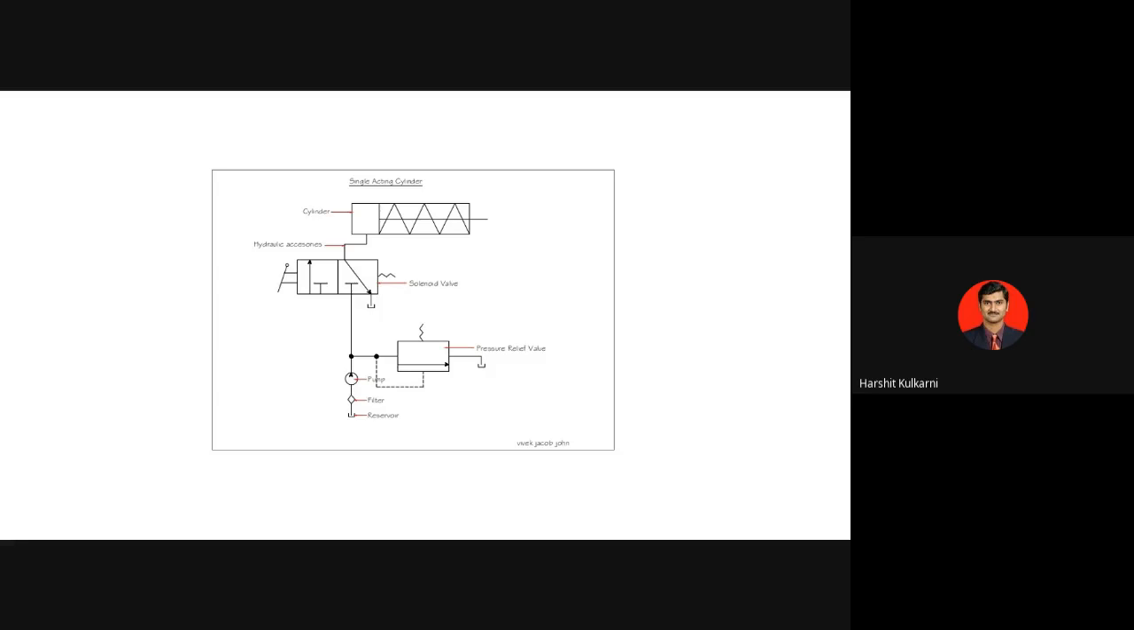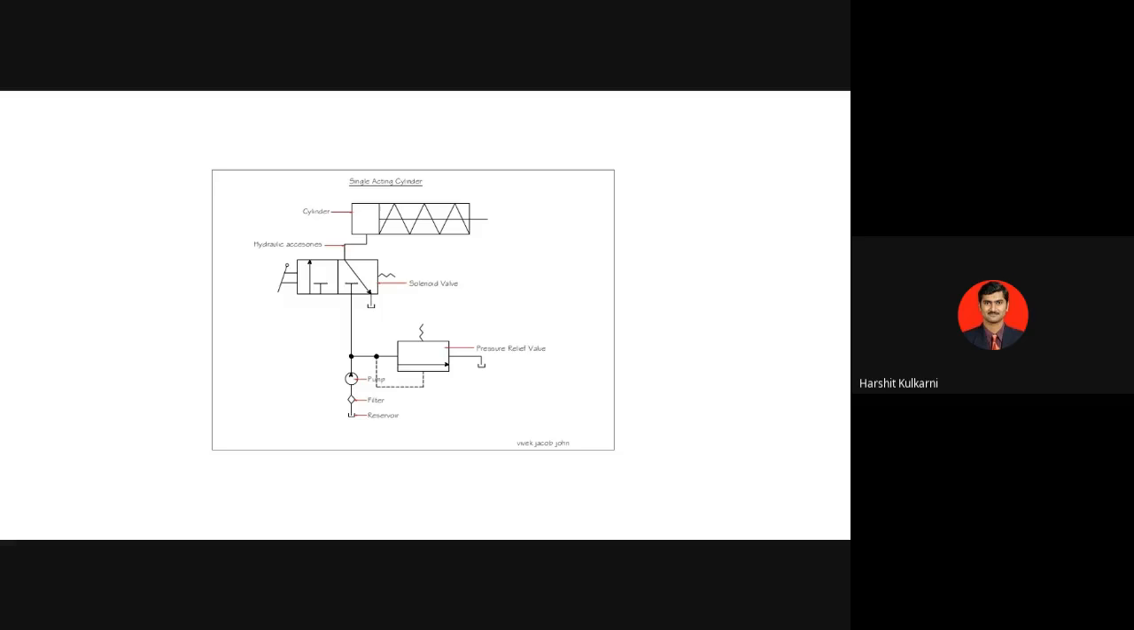Let's make the class a little interactive. Otherwise, it will be one way. It was one way till now. Tell me, is it in extended mode or retracted mode at present? Retracted mode, sir. Perfect. So in this, what is happening at present?